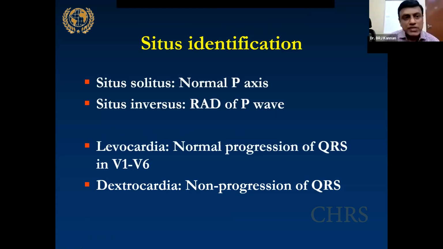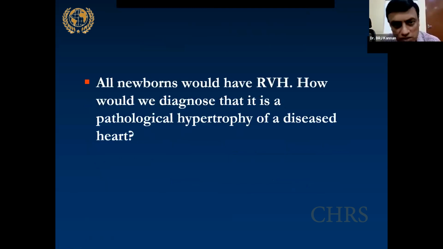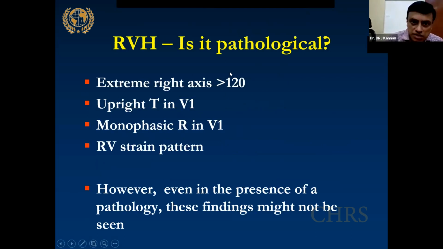Now, all newborns would have right ventricular hypertrophy. Then how do we diagnose that it is a pathological hypertrophy of a diseased heart? This is a common question that comes to mind, isn't it? So RVH is pathological if there is extreme right axis, if there is upright T in V1, if there is monophasic R in V1, and an RV strain pattern. If these things are there, then the RVH we are recording on the ECG is probably pathological.